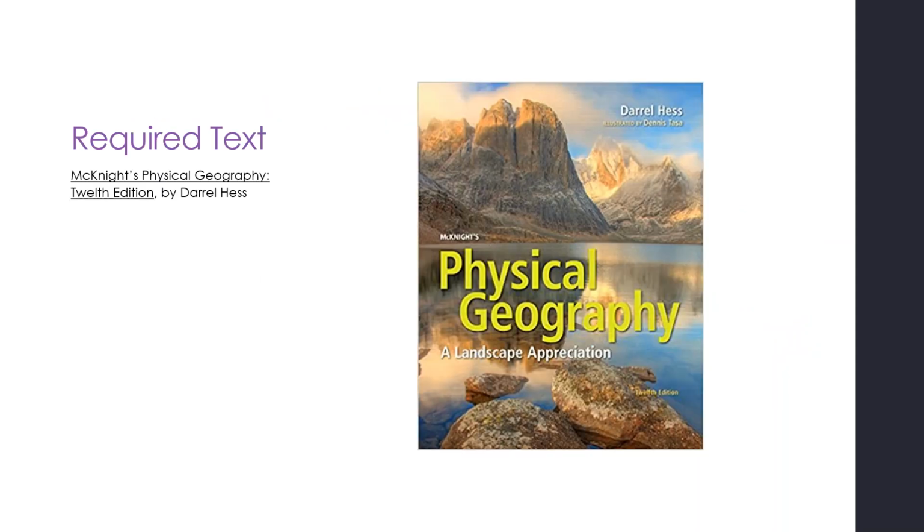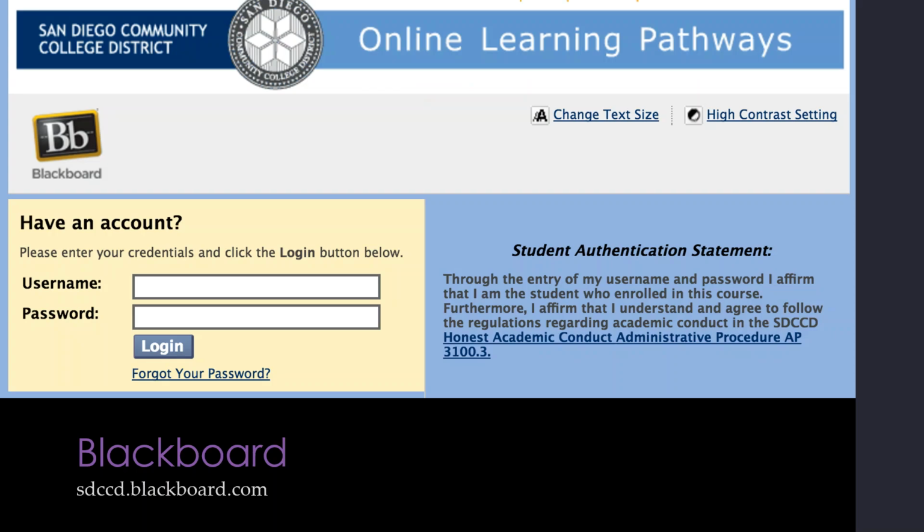Your required text is McKnight's Physical Geography, the 12th edition. The 11th edition is fine. Not a lot changes in the physical geography textbooks from one to another. The chapters still line up. You're expected to read the chapter along with the module. So on your syllabus, on your course schedule, it'll say what chapters we are covering that week, and we will cover 2 to 3 chapters a week, given the short amount of time we have together. So you're going to want to be reading along with that textbook.